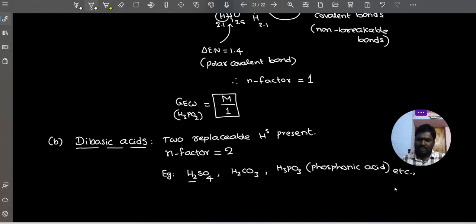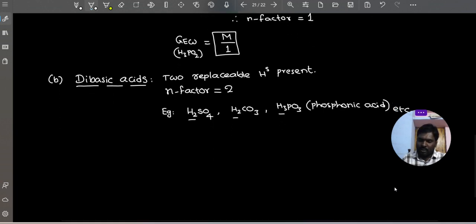Here two hydrogens are present, and here two hydrogens are present, but in H3PO3 three hydrogens are present, yet it can give only two hydrogens. Remember, H3PO2 has replaceable hydrogen 1, while H3PO3 has replaceable hydrogens 2. Now the structure of H3PO3: P double bond O, OH, OH, H.